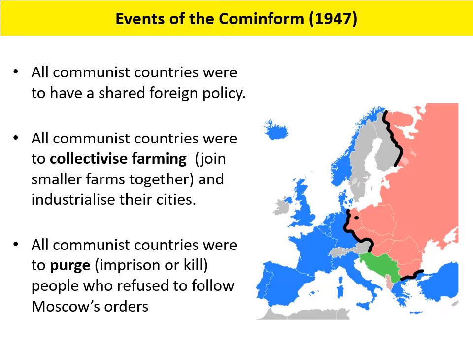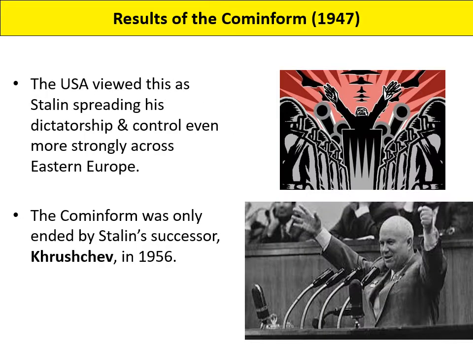So you might be able to think of what the results of the Cominform were, because they're going to be the reverse of the results for the Truman Doctrine. America viewed this as Stalin spreading his dictatorship, which he obviously was. This was only really stopped by Stalin's successor, Nikita Khrushchev, in 1956. So it's relatively short-lived compared to something like NATO or the Warsaw Pact, which we'll look at in future lessons. But certainly for the next decade, there are fears that the Cominform might help start a Third World War.